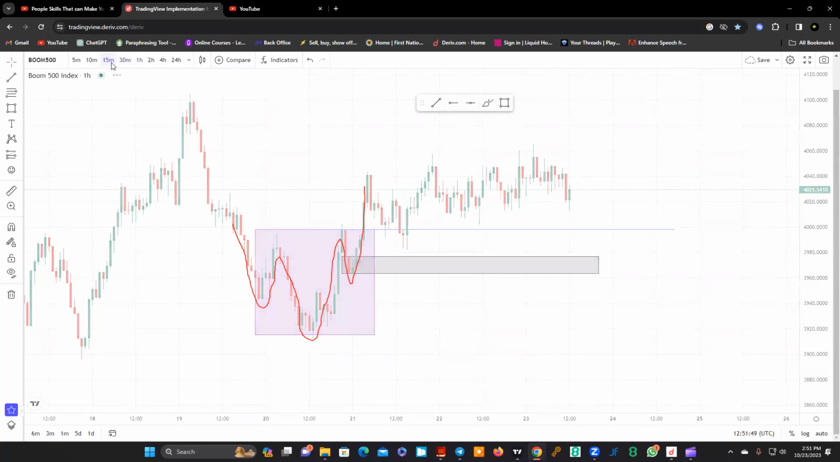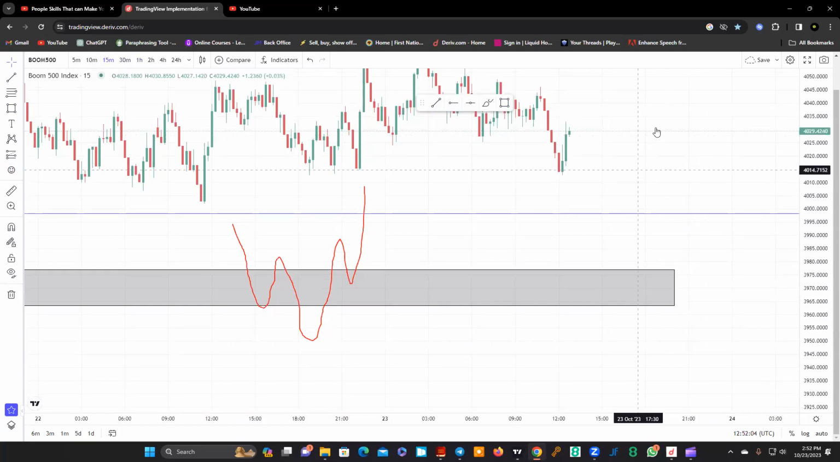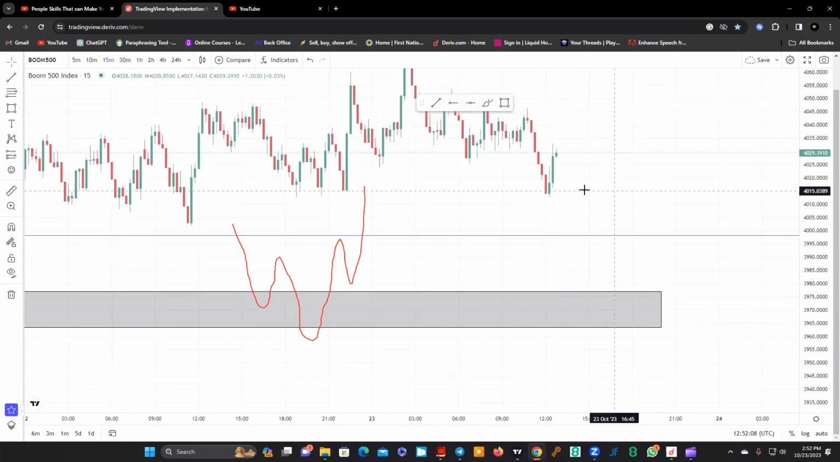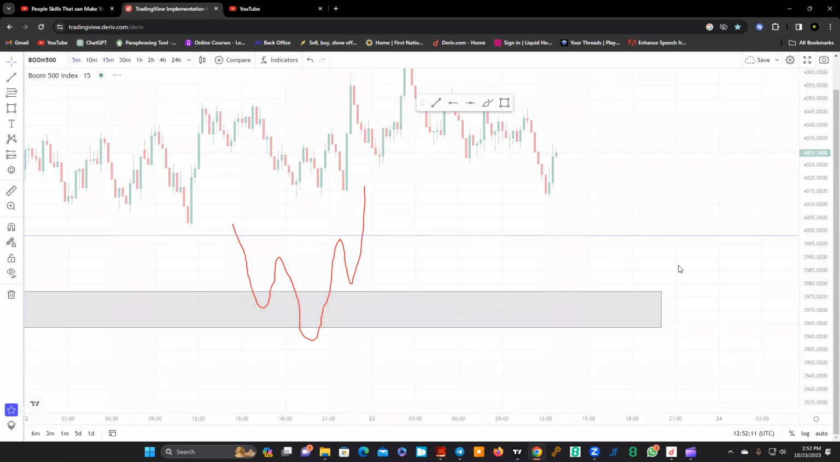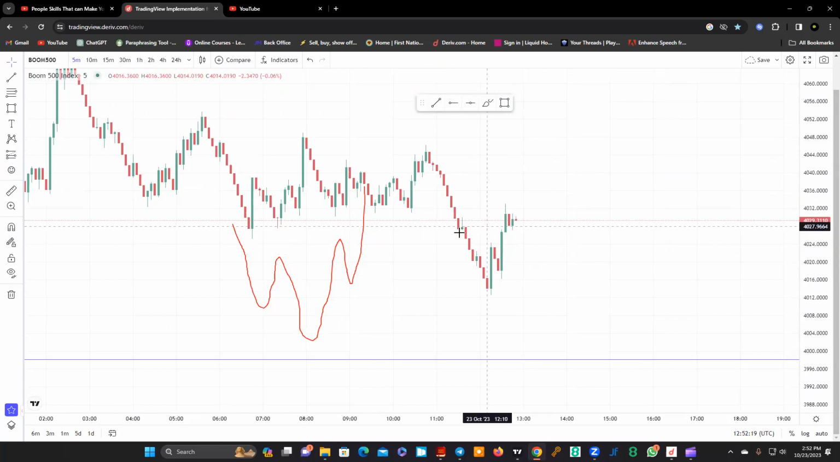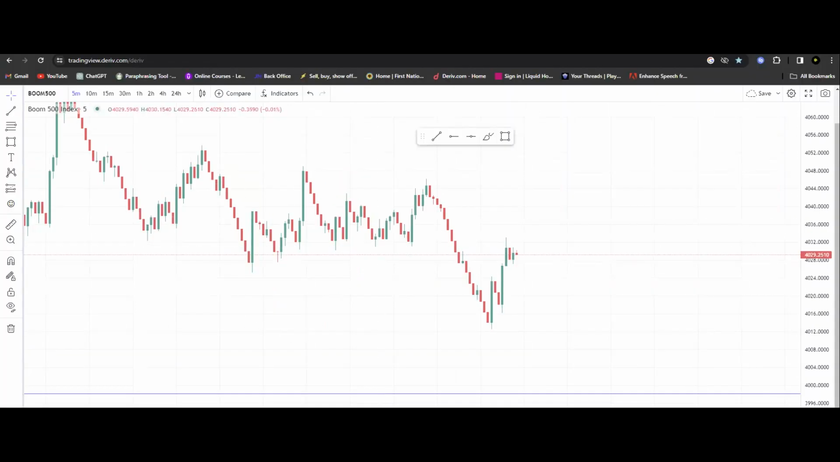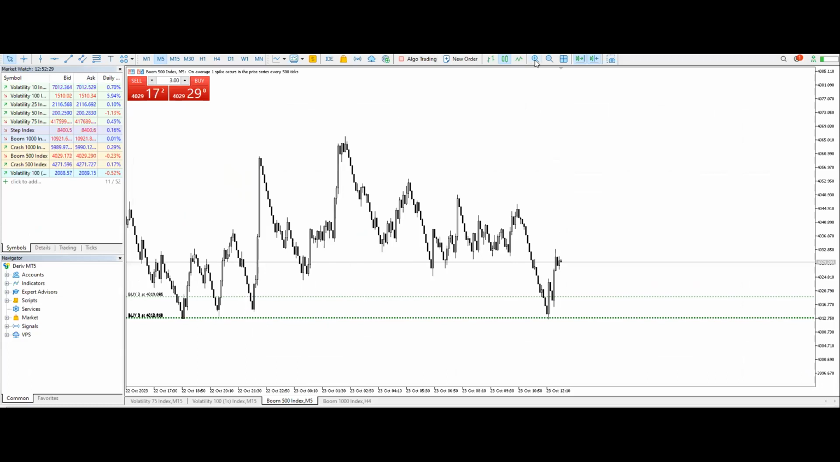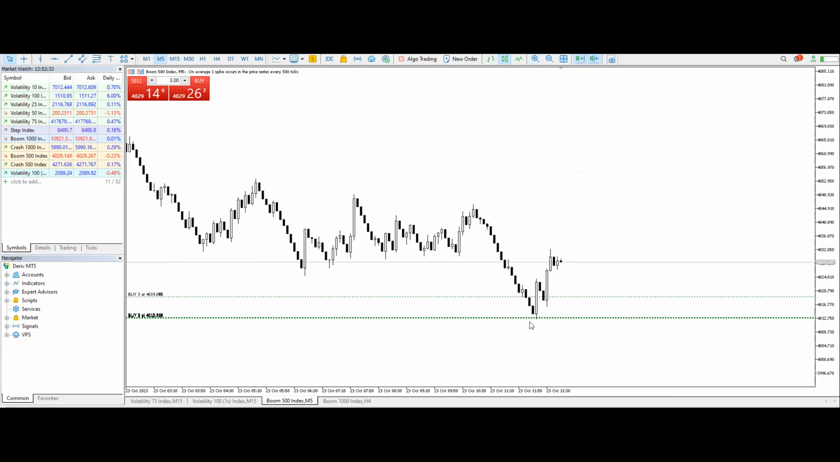If I go on a 15-minute time frame, we are going to see something different, because it is something that we cannot see on a higher time frame. My entries were based on the 15-minute time frame. On a 5-minute time frame, you still see that Boom 500 is trying to spike. It's trying to spike, and it is still trying to do so. If I take you back to my chart, my MT5 here, this is what we are looking at right now. My entry points were on point and accurate, and that is what made me enter this trade.